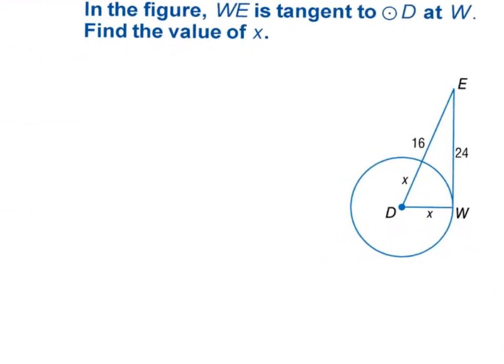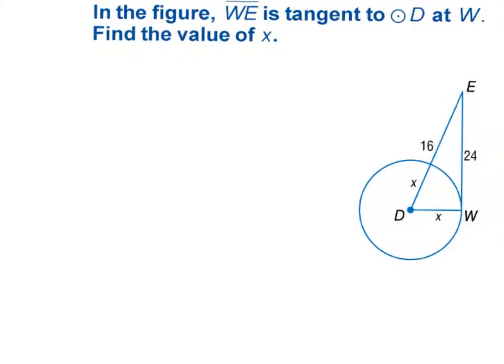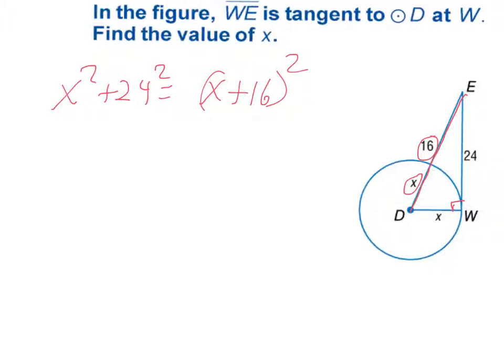Now this other problem gives a great example. It says that it is tangent. So if it is tangent, this is a right angle. It's asking us to find the radius. Well, we still can use the Pythagorean theorem here, because x is a leg: x squared plus 24 squared equals the hypotenuse squared, which is going to be x plus 16. This kind of makes it look like it's going to be a little bit more difficult than it really is, but let's go ahead and see if we can figure it out.